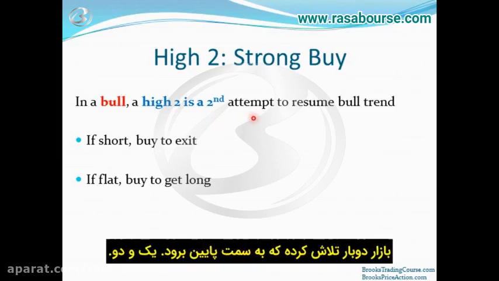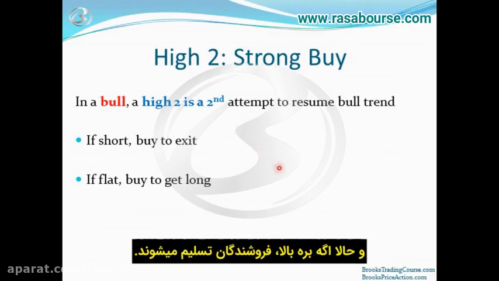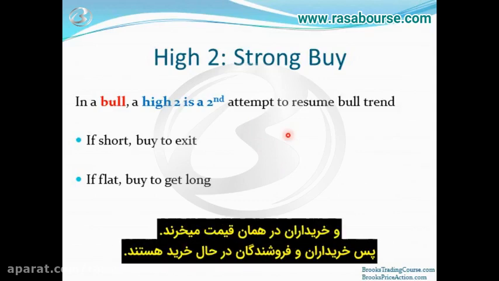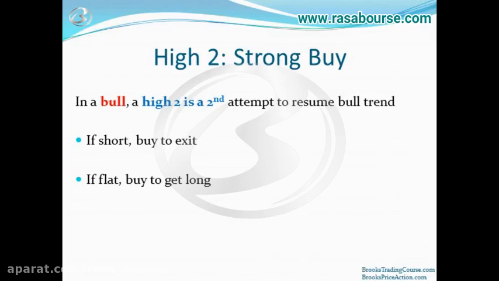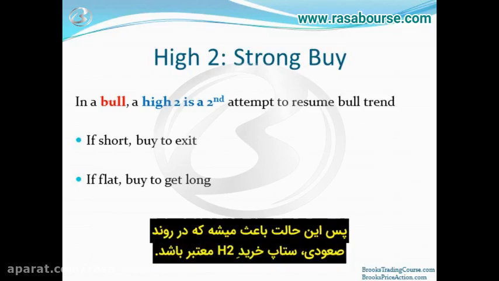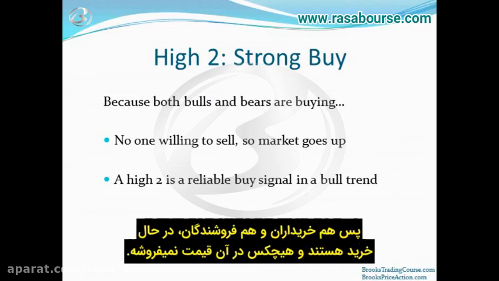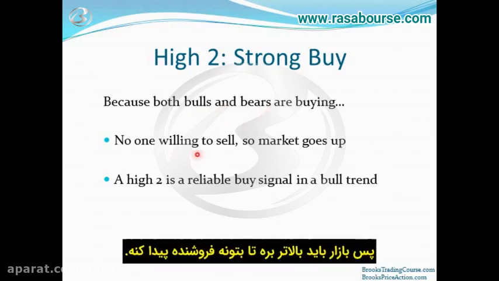The market made 2 attempts to go down, 1 and 2, and if it now goes up, the bears will give up. So the bears will get out when the high 2 triggers. And bulls, if they're flat, will buy at the same price. So you have the bulls buying to get long, and the bears buying to get out of shorts. There's nobody left to sell, and that makes high 2s reliable buy signals in bull trends. Both the bulls and the bears are buying. There's no one left to sell at that price, so the market has to go higher to find sellers.